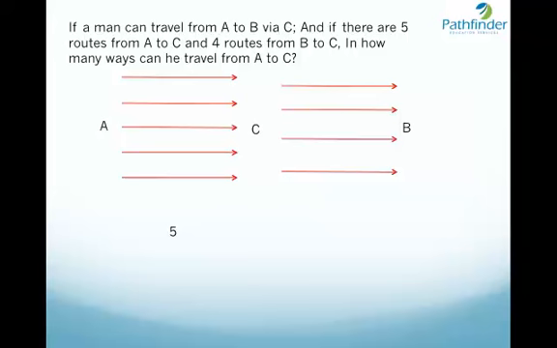So obviously, how many jobs are required to be done? He has to do 2 jobs. One, travel from A to C, and second, travel from C to B. The first job can be done in 5 ways. The second job can be done in 4 ways, and because both these jobs have to be performed, we multiply: 5 into 4 is equal to 20.